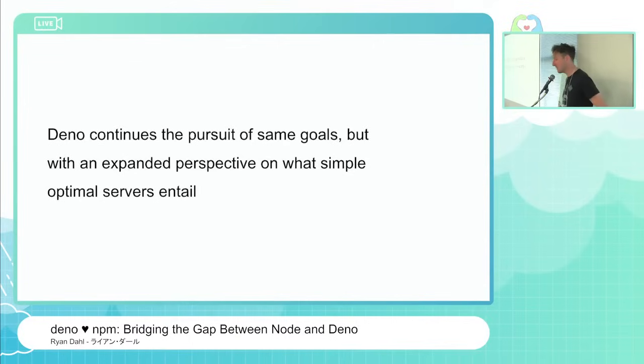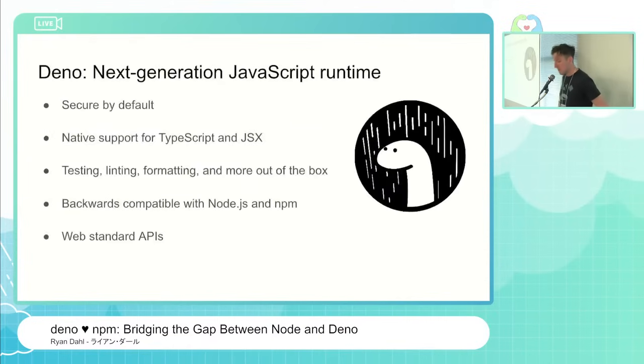So, in some sense, Deno is still pursuing these goals of building fast servers and doing that easily. But it has an expanded scope of what servers entails. It's trying to solve the whole problem. So yeah, Deno is a next generation JavaScript runtime, and its key feature is that it's secure by default. Anytime you access the file system or the network, you're going to get a permission prompt.